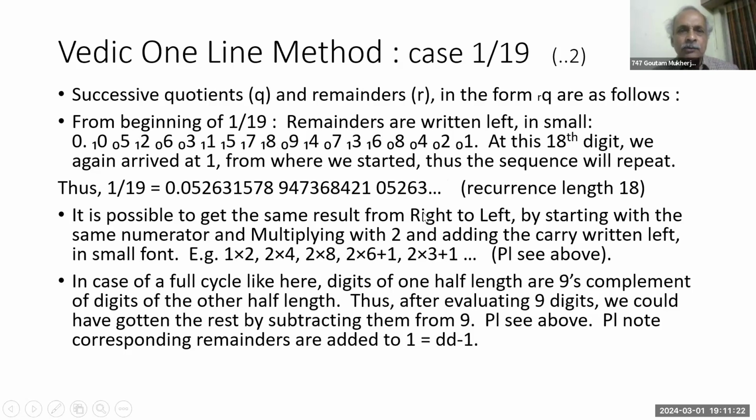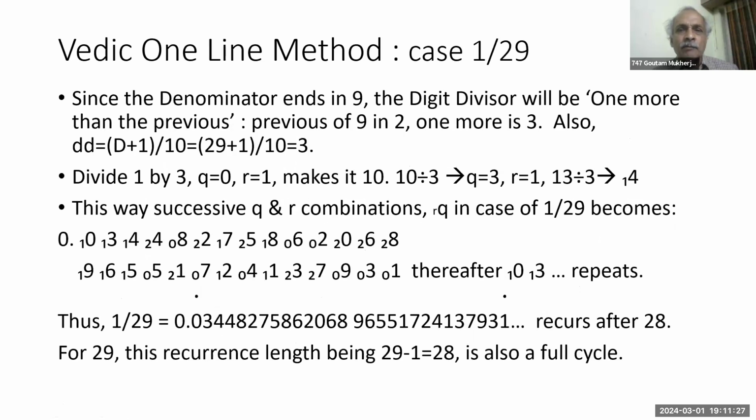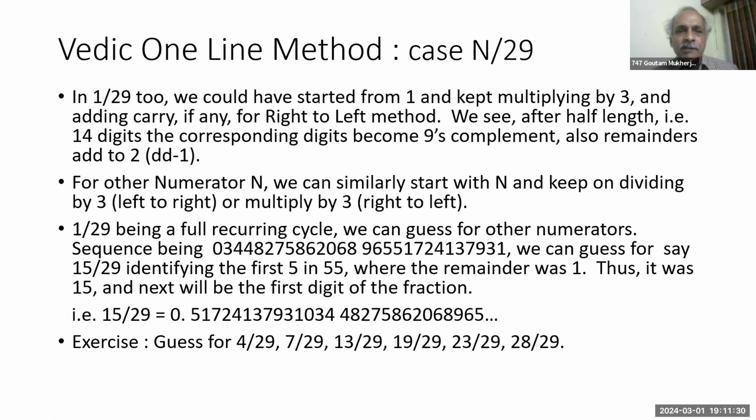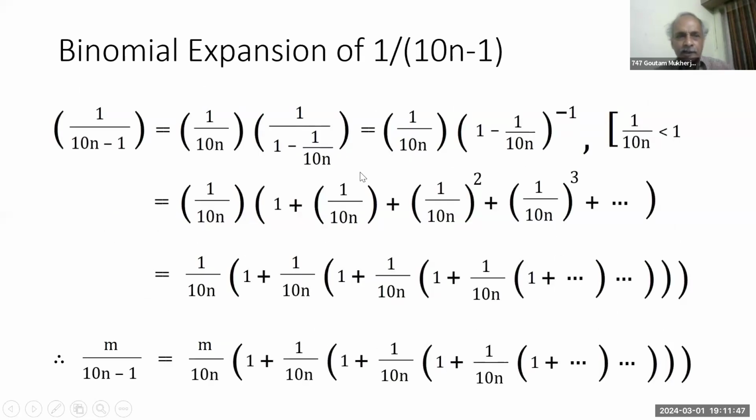We discussed how to go from 1 by 19, and finally it goes like that, to 1 by 29, something by 29. The algebraic explanation comes with the binomial expansion of 1 minus x to the power minus 1. One works out the algebra slightly, and then it finally comes to this. The third line is actually solving the mystery behind how the Vedic online method works.